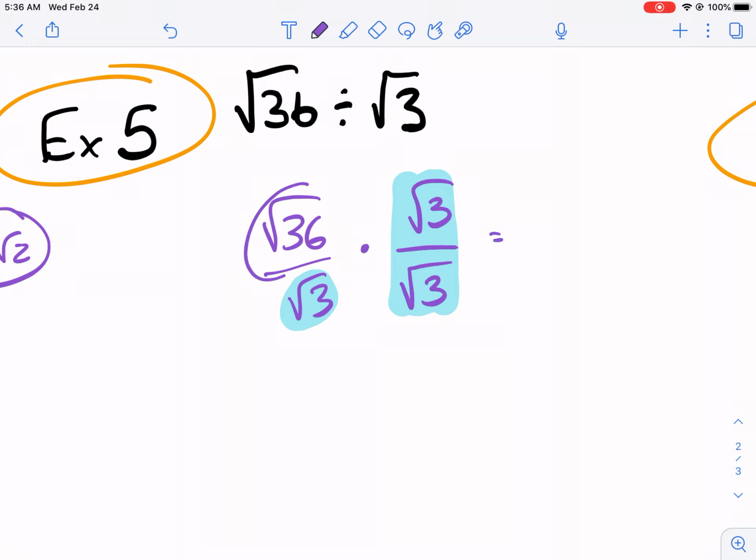Well, I guess first I should turn this to a 6. So I have 6 radical 3 in the top. I have 3 in the bottom. I'm going to cancel here. That gives me 2 radical 3 because 6 divided by 3 is 2, and that's my final answer.